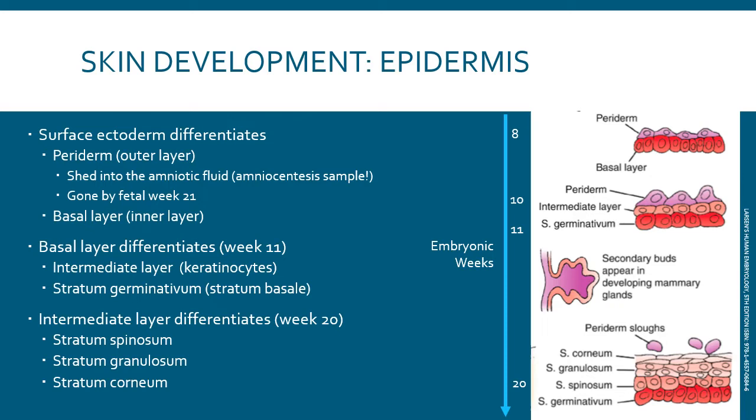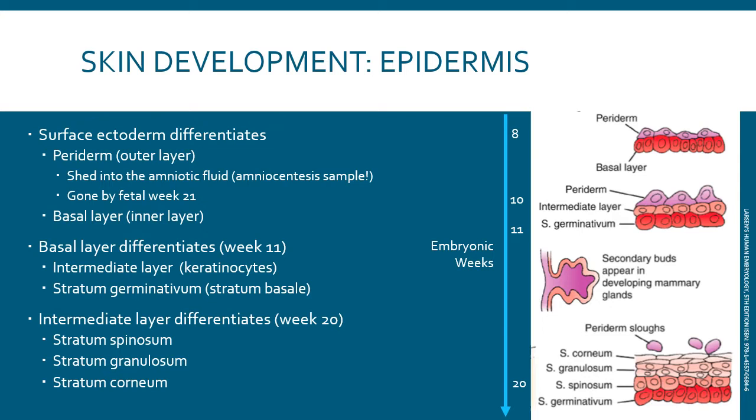So when you're forming the epidermis, the surface ectoderm is going to differentiate. So the epidermis is derived from the ectoderm. It divides into two layers, the periderm and the basal layer. Now the periderm is going to be your outer or more surface layer, and the basal layer will be the inner layer. Now the periderm is not long lasting. It's gone by the end of roughly month 5 of fetal life.